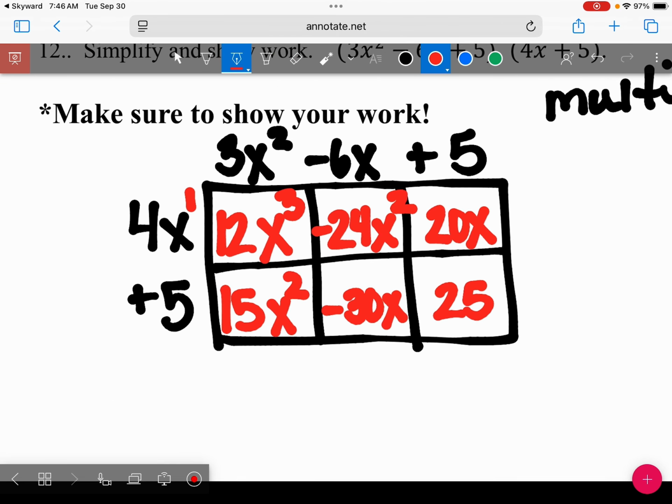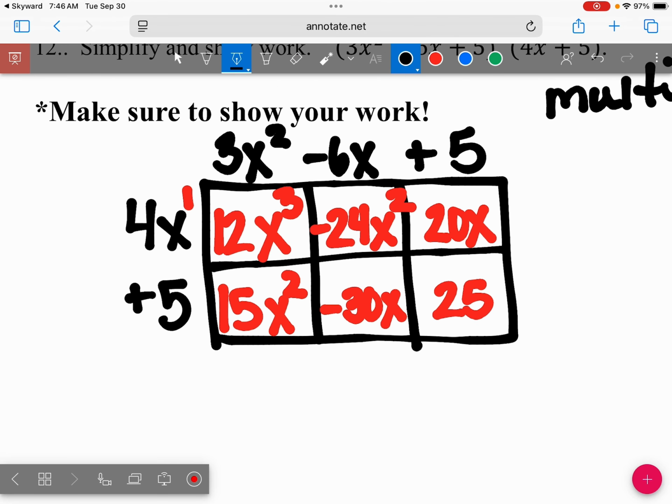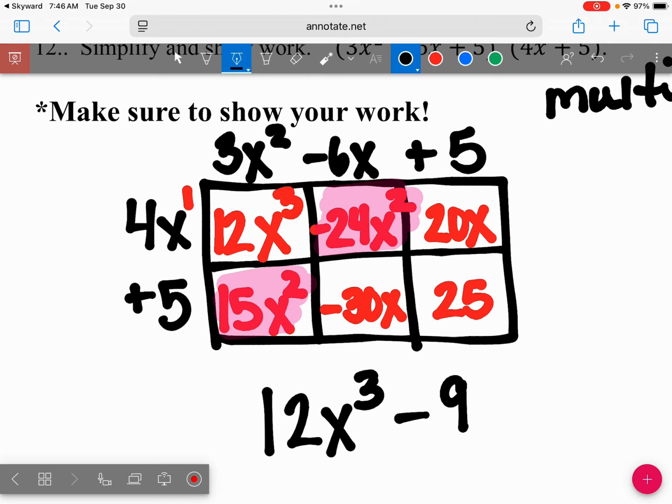All right, so we're ready to combine our like terms. So I only have one box with an x cubed. I'm going to add these together because they're both x squared. So with your calculator, take 15 plus negative 24. What is 15 plus negative 24? Negative 9. So I have negative or minus 9x to the power of 2.